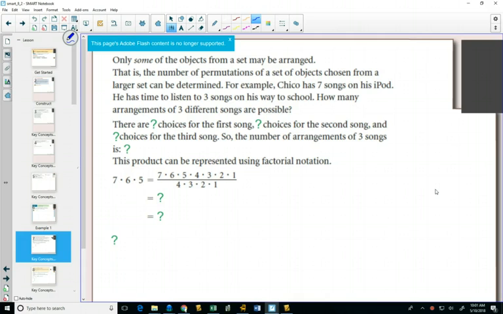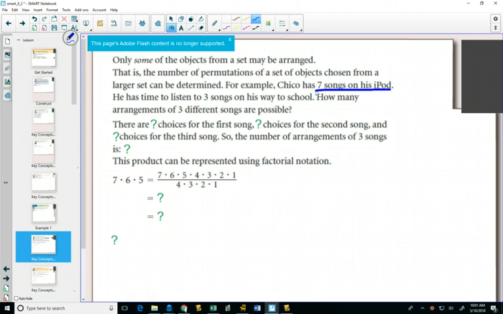and how we're really not going to use it very much, but see how it looks, because we're going to use the fundamental counting principle even more. And here's an example to start us off, okay? Chico has 7 songs on his iPod. He has yet to determine that you can download a whole lot more than that. But 7 is quite a few for Chico.